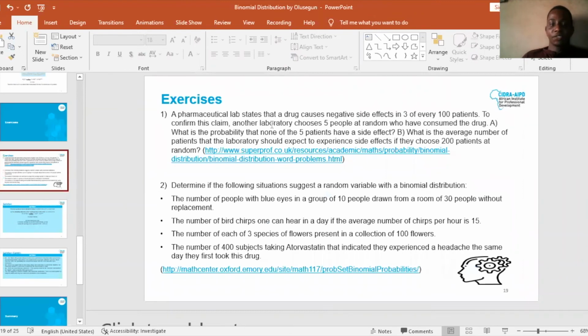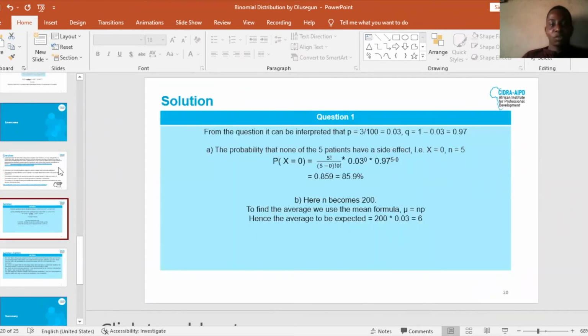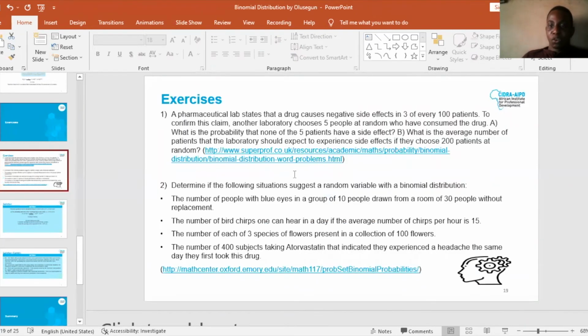N is 5, because it's the experiment. 5 people are selected for the trial. So we have N equals 5 trials. X is equal to 0, because from question A, what's the probability that none of the 5 patients have a side effect? And what's the probability that we have 0 patients with a side effect?